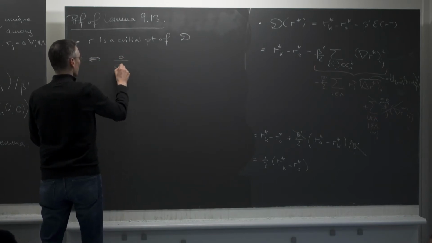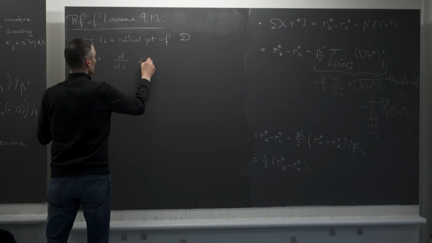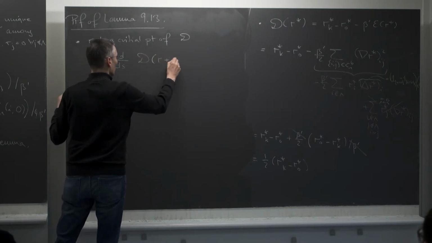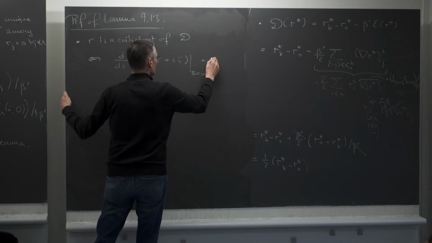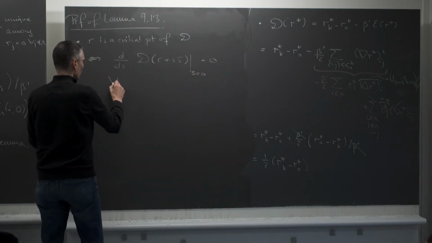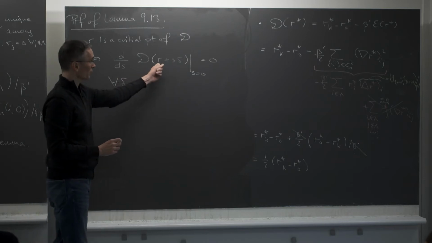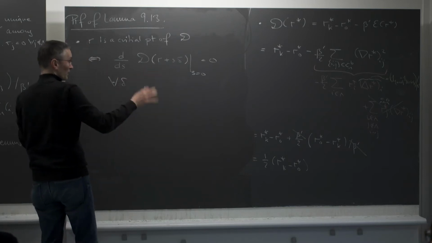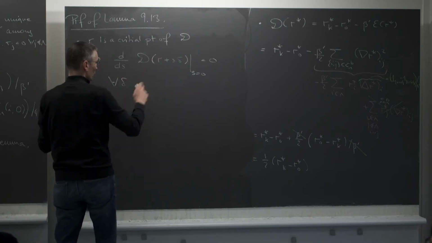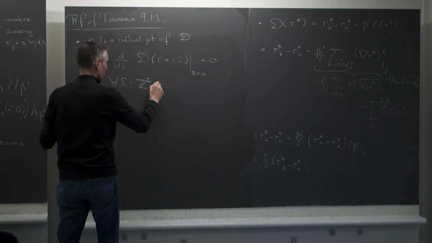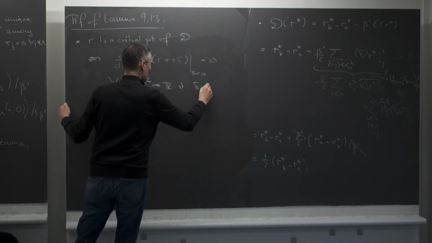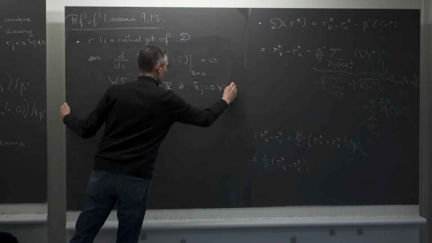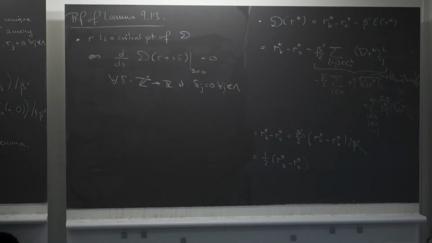the derivative with respect to S of D of R plus S delta at S equals 0 is equal to 0 for any perturbation delta that respects the boundary condition imposed on R, that is, delta has to be 0 outside the box, because R has to be 0 outside the box. So for all delta from Z2 to R, such that delta J is equal to 0 for all J not in the box lambda.